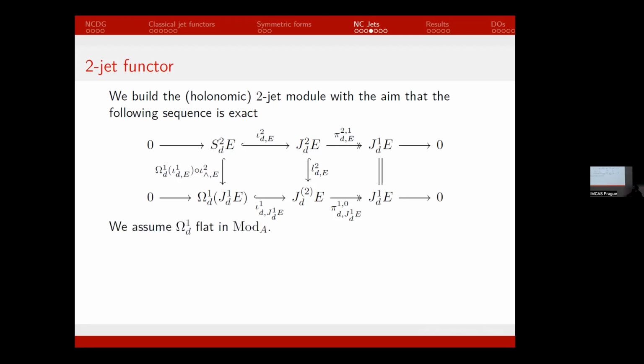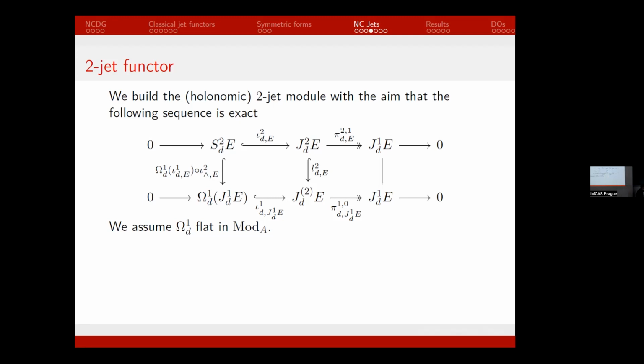Now, if we assume omega-1 to be flat, we know that the tensor product is exact, and in particular, it preserves injectivity. And this map was injective as well as this one, which means this becomes injective, and by the snake lemma, this also becomes injective. Okay, so we can see the two jet inside the non-holonomic two jet in this particular case.